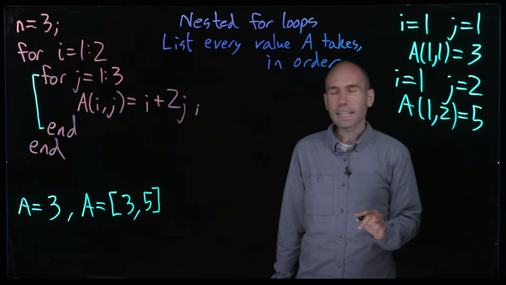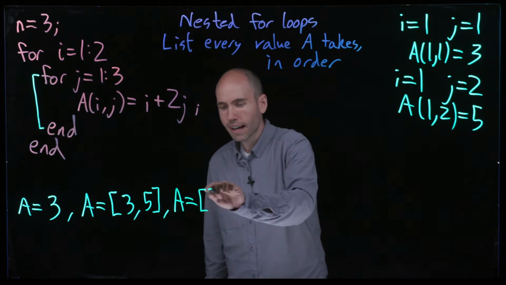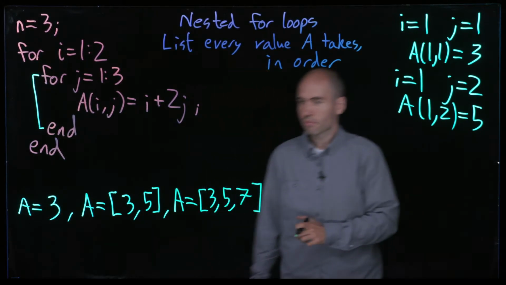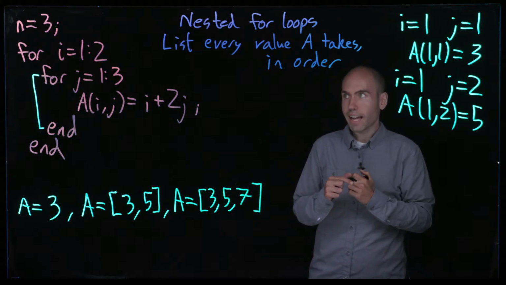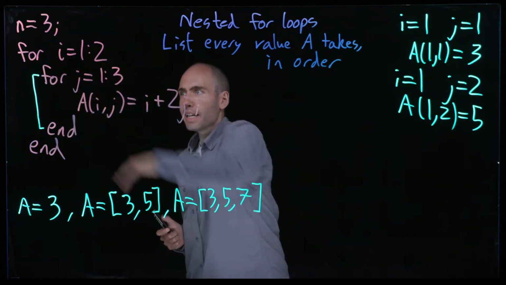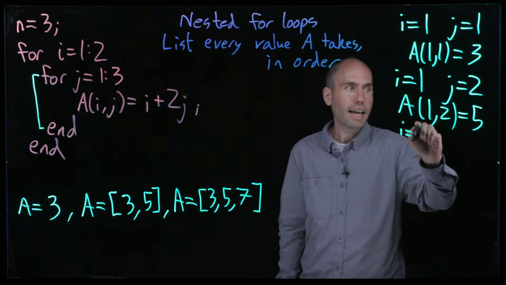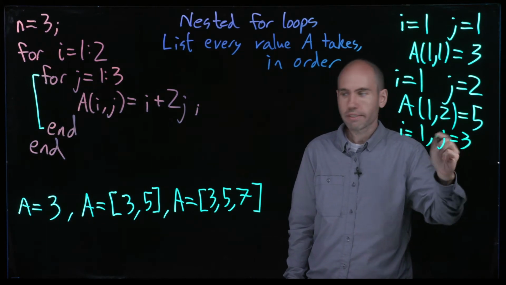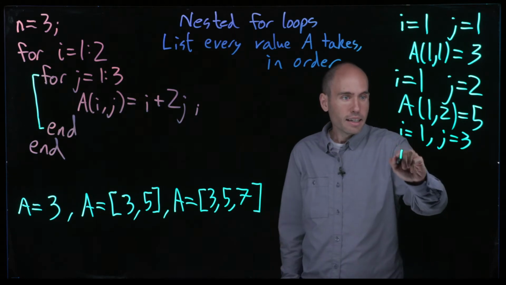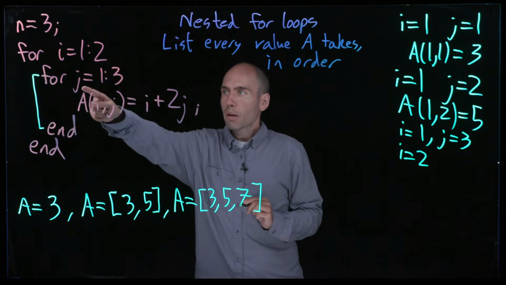Similarly, next we have j equals 3, and we're going to have a equals 3, 5, 7. So these would be the first 3 values, and we've just completed our first trip through the inner for loop. So i equals 1, j equals 3, and then we got this 7 here. Next, we're at i equals 2, and we start back over.